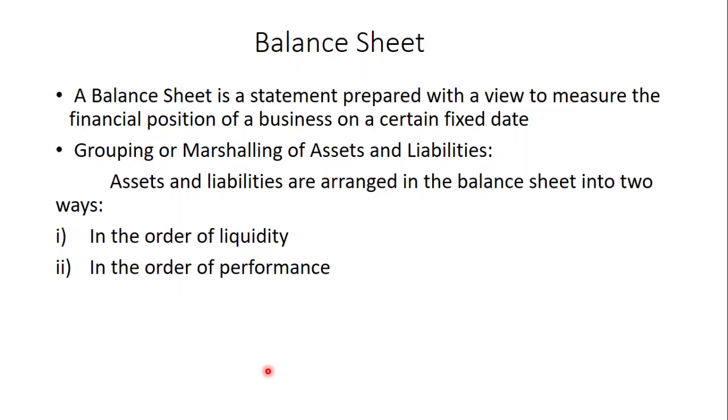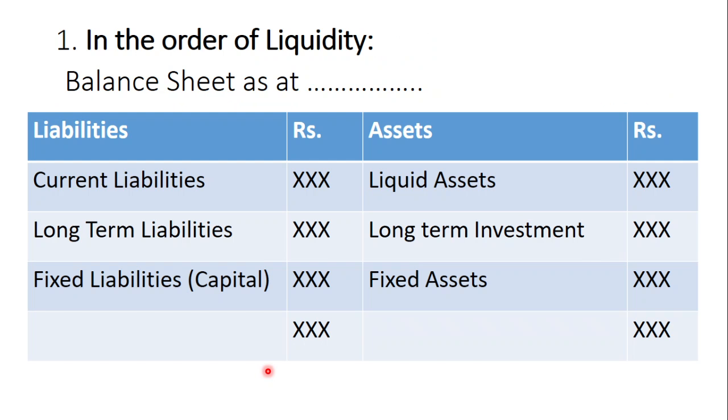We are studying here a simple format. In future classes you will study the format of the balance sheet according to the Companies Act, Banking Act and all. But here we are studying only a simple balance sheet. But how it is ordered, how it is arranged, in which order it is arranged. Assets and liabilities are arranged in the balance sheet in two ways. First one is in the order of liquidity, the other one is in the order of performance.